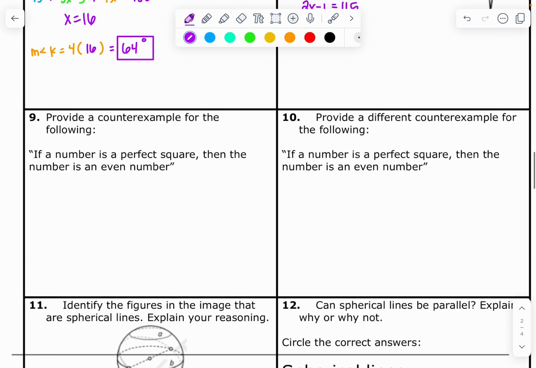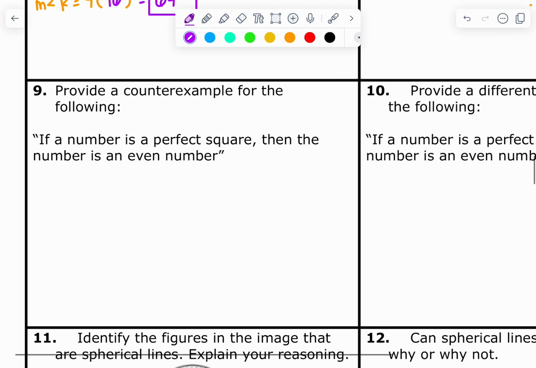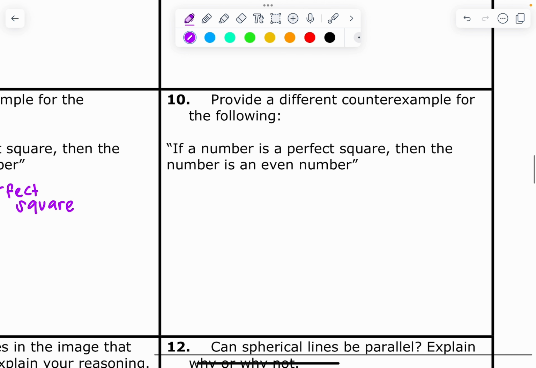Number 9, provide a counterexample for the following. If a number is a perfect square, then the number is an even number. All right, so this is an untrue statement because 3 squared equals 9, and 9 is odd. So this is a perfect square, but it's odd. All right, go ahead and try number 10.